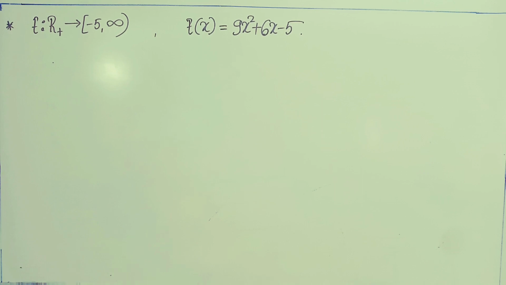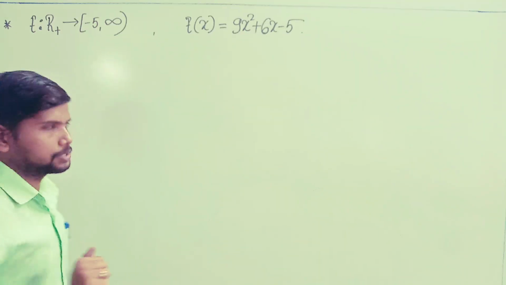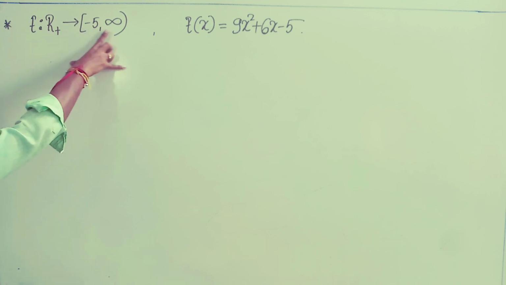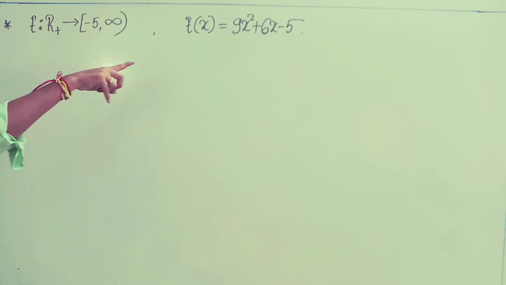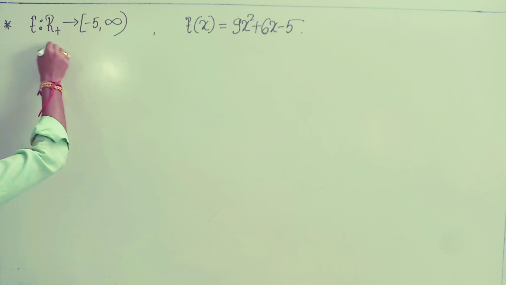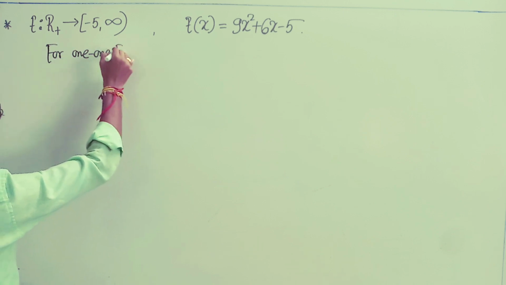Observe the next question based upon the function, for 5 marks. A little bit lengthier than previous questions, but it is very simple. Okay, I start. The given function is from R plus, the domain is the set of real numbers, the range is -5 to infinity, and the function is 9x square plus 6x minus 5. First of all, I need to check it for 1-1, the one-to-one function.